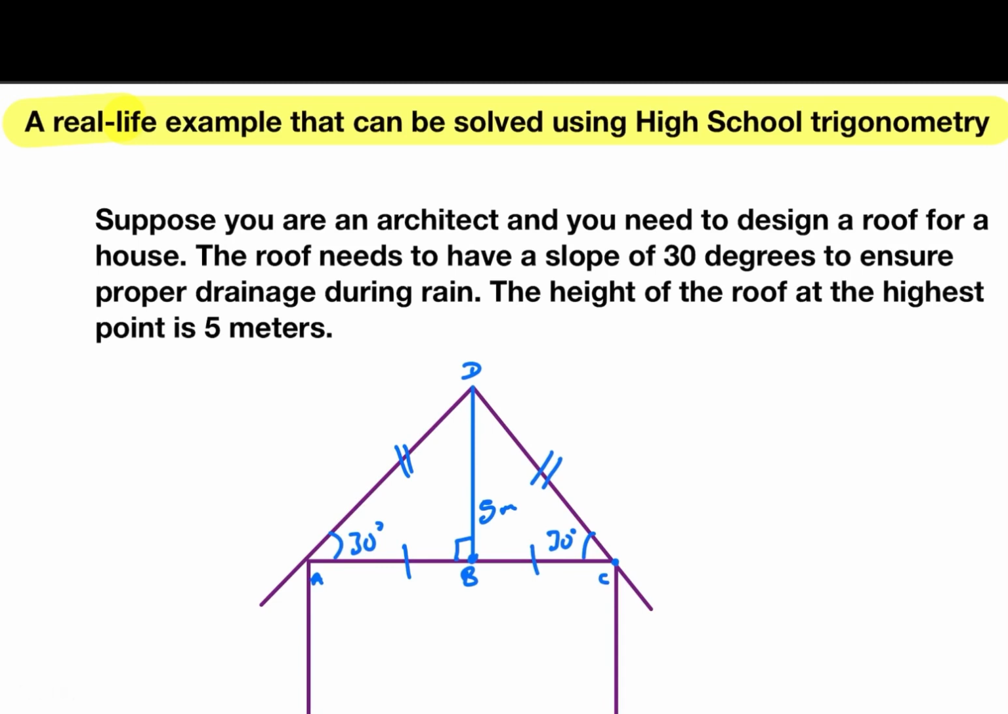Suppose you're an architect and you need to design a roof for your house. The roof needs to have a slope of 30 degrees to ensure proper drainage during a rain. The height of the roof at the highest point is 5 meters, right? And the problem is: design the roof of the house. That's the problem. So this is the information that you have.